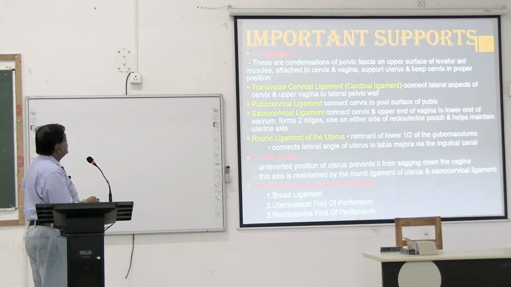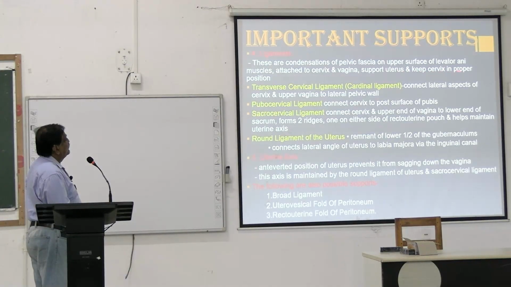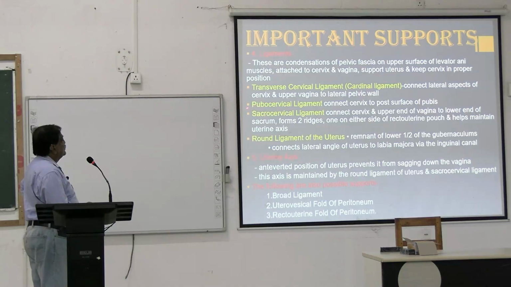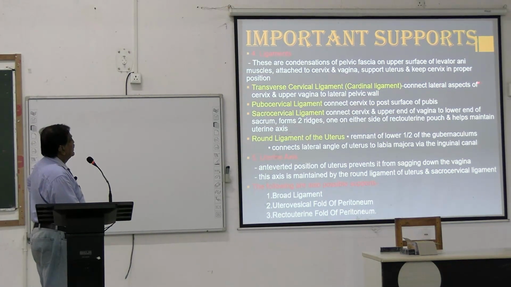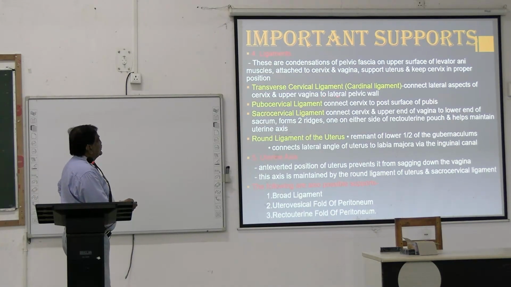There are four ligaments. These are condensations of the pelvic fascia on the upper surface of the levator ani muscles, attached to the cervix and vagina, supporting the uterus and keeping the cervix in proper position. Now see this highlighted in yellow: the transverse cervical ligament, or cardinal ligament, connects the lateral aspect of the cervix and upper vagina to the lateral pelvic wall.